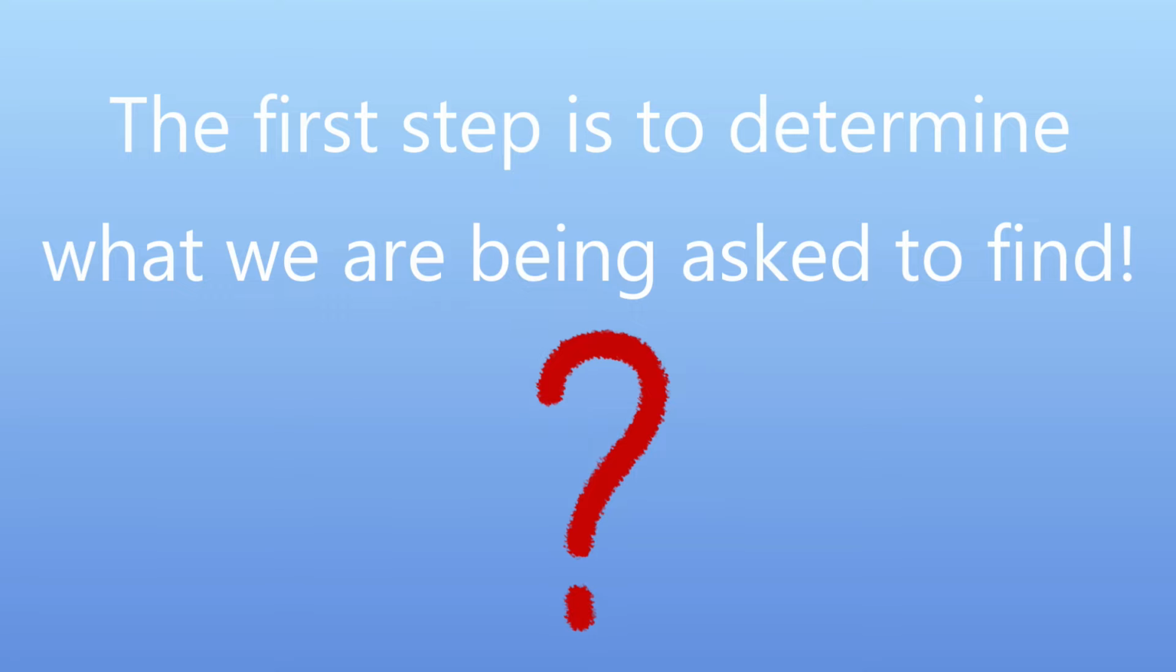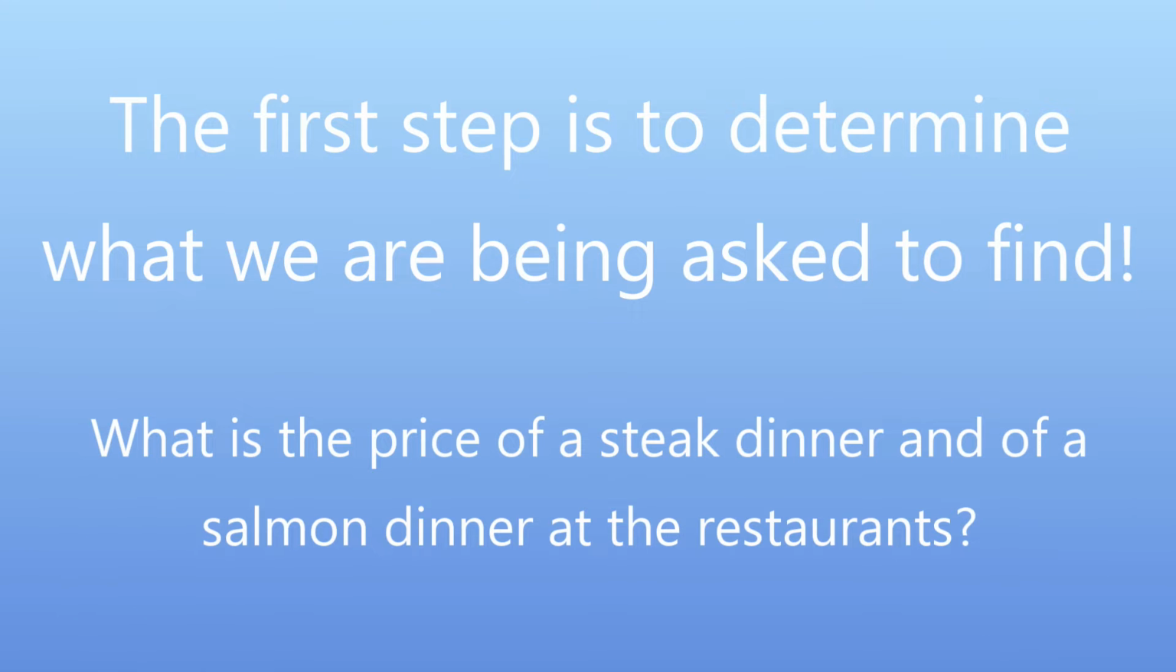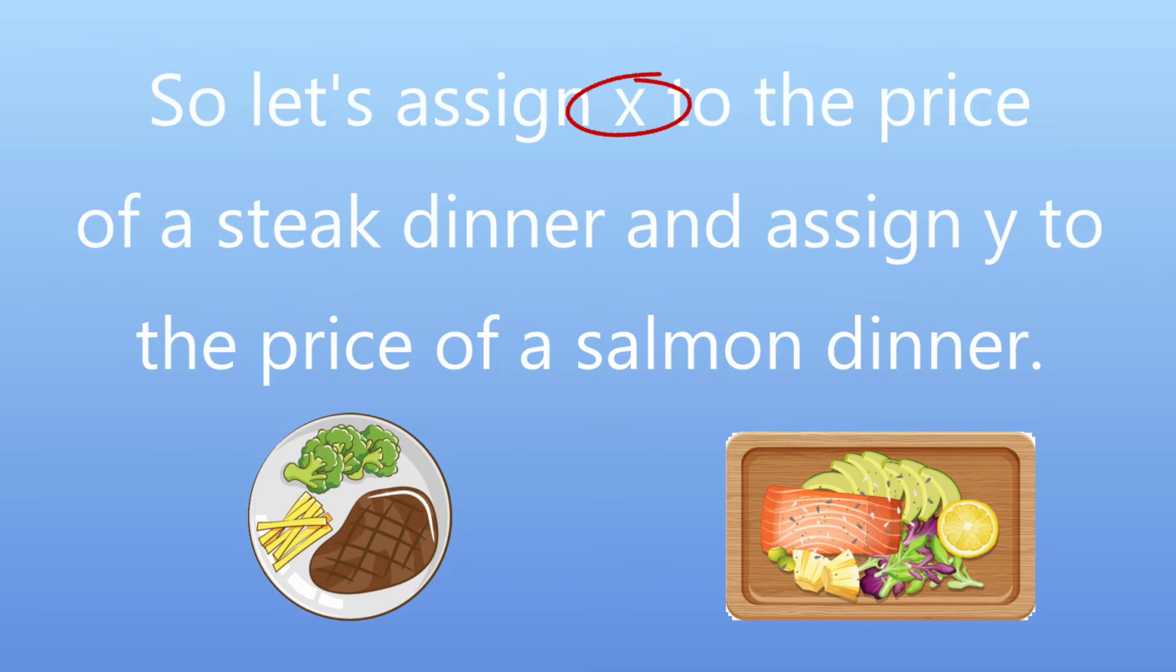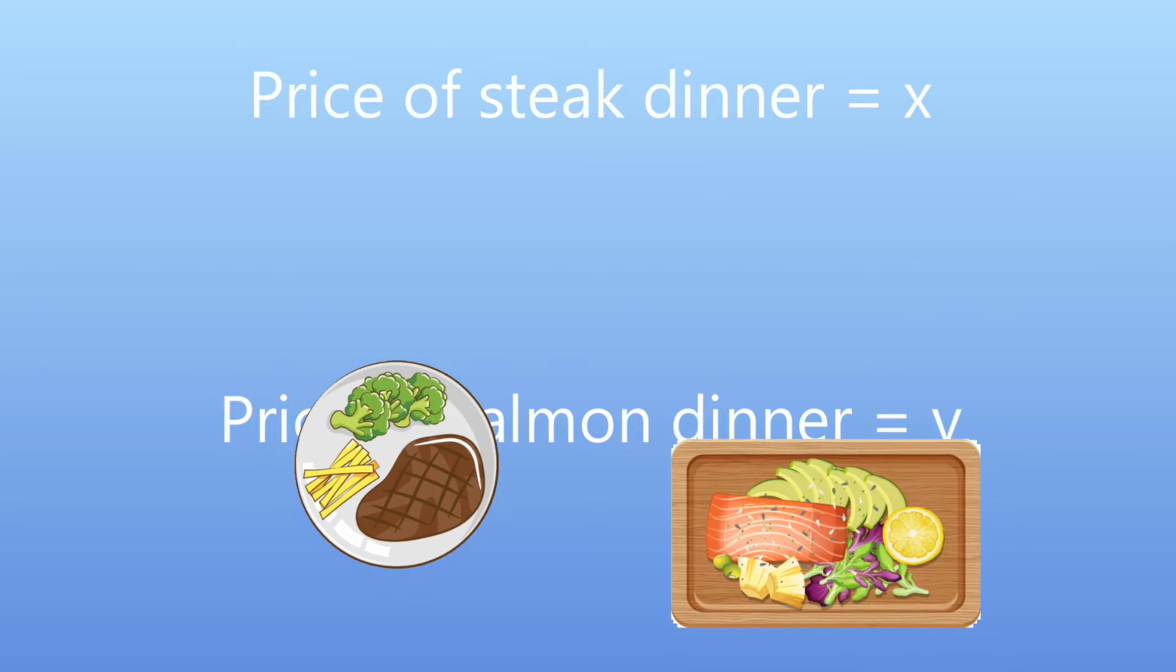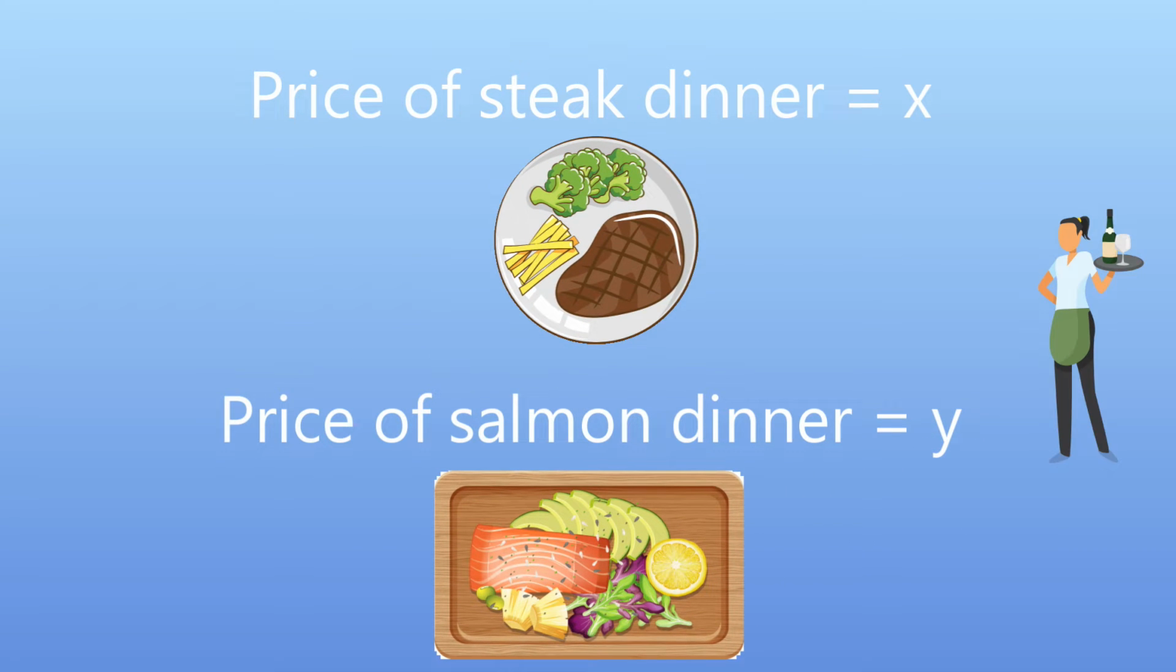The first step is to determine what we are being asked to find. We are being asked to find the price of a steak dinner and of a salmon dinner at the restaurants. So let's assign X to the price of a steak dinner and assign Y to the price of a salmon dinner. So the price of a steak dinner equals X, and the price of a salmon dinner equals Y.